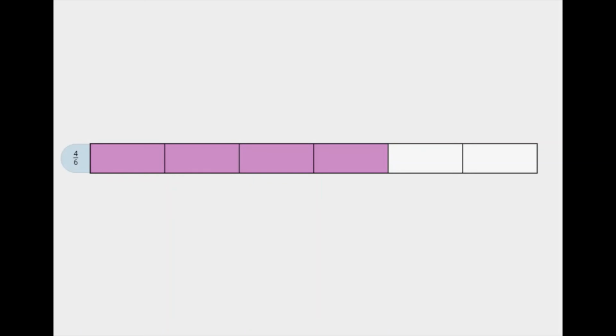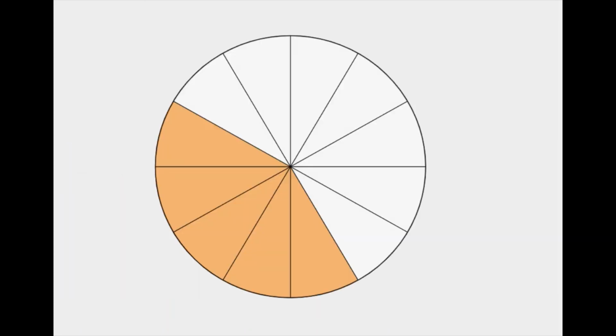Did you get the correct answer? Let's have the next one. What fraction of the circle is shaded? Write your answer on your paper. Let's check your work. 1, 2, 3, 4, 5. Since 5 out of the 12 parts are shaded, we say that 5/12 of the circle is shaded.